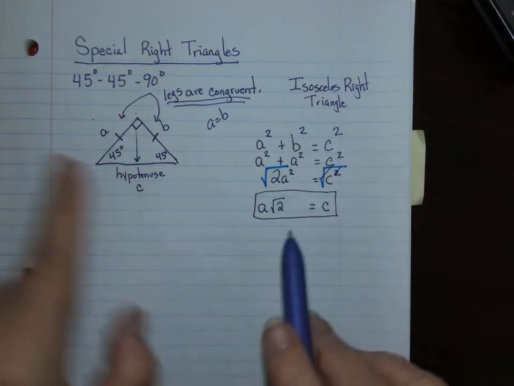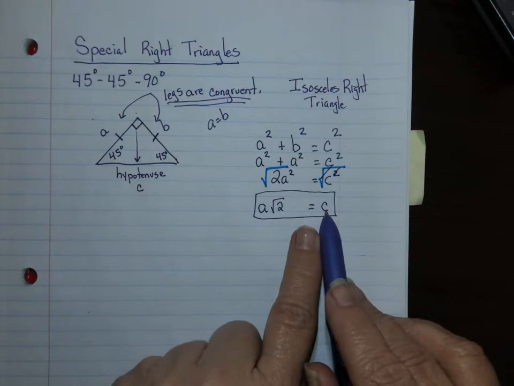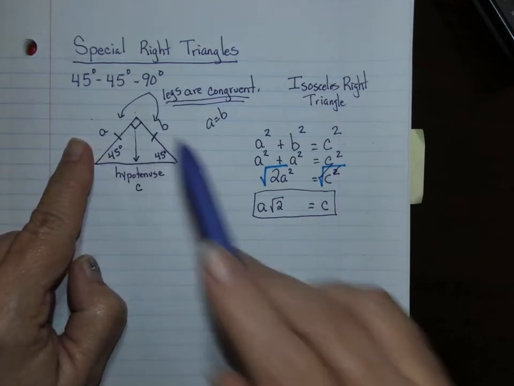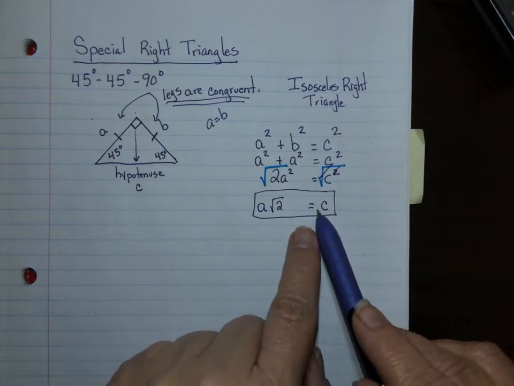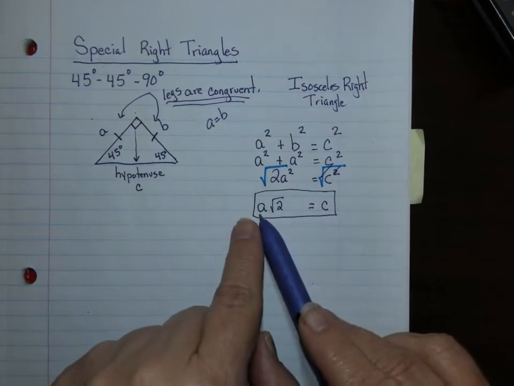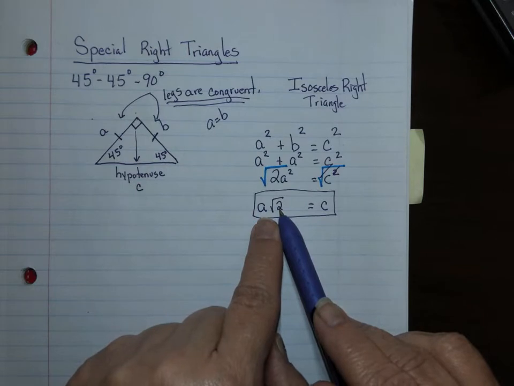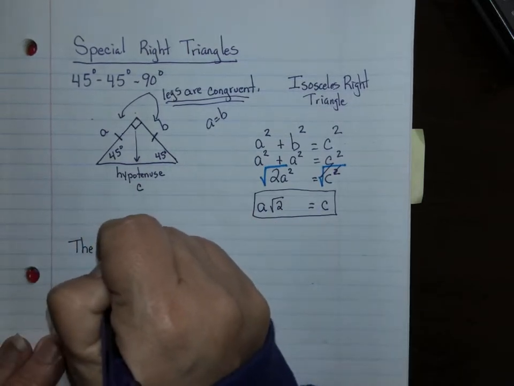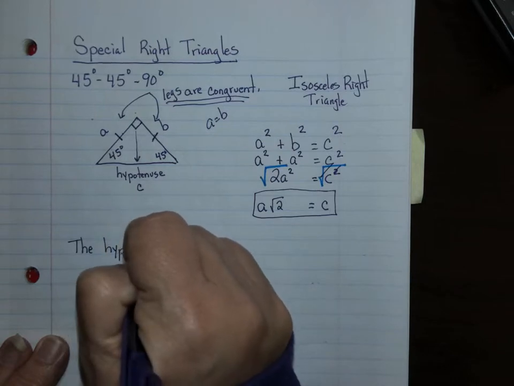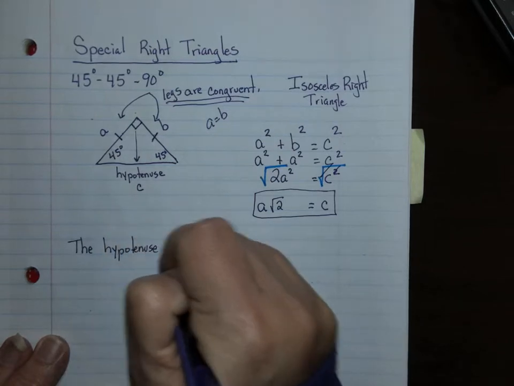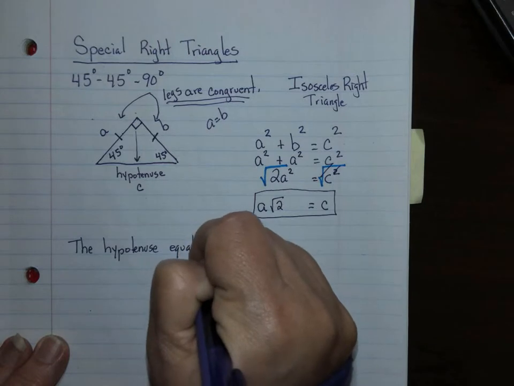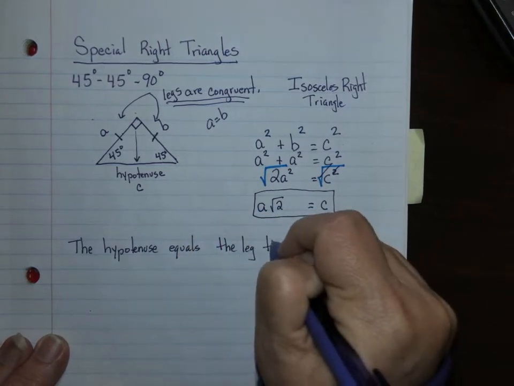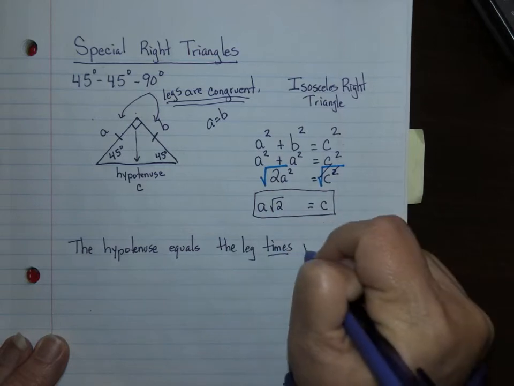And so look at this relationship. C is the hypotenuse. So no matter what these numbers are, the hypotenuse is always going to equal the leg times the square root of 2. The hypotenuse equals the leg times square root of 2.